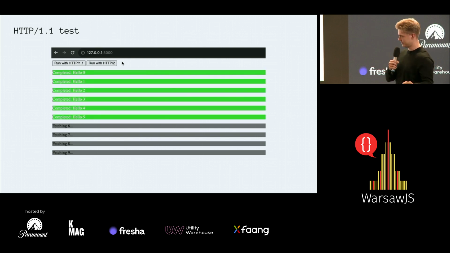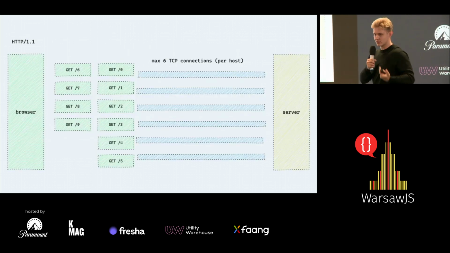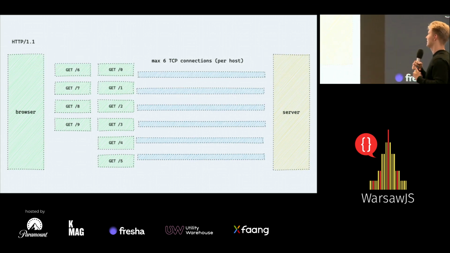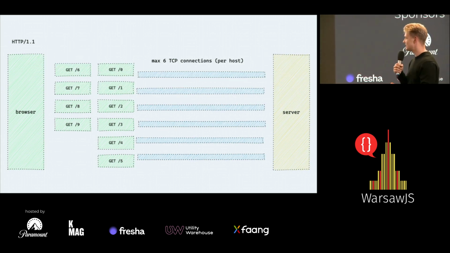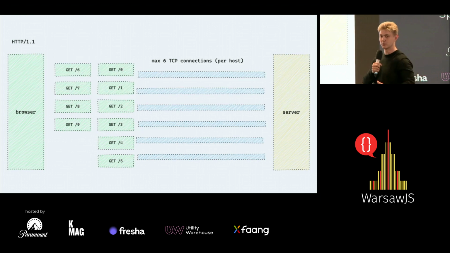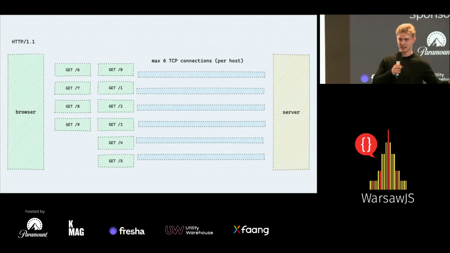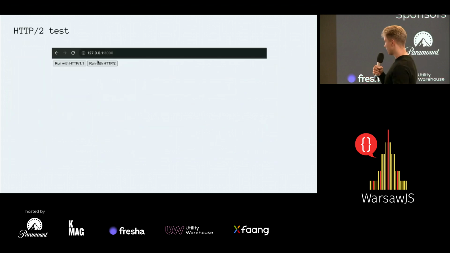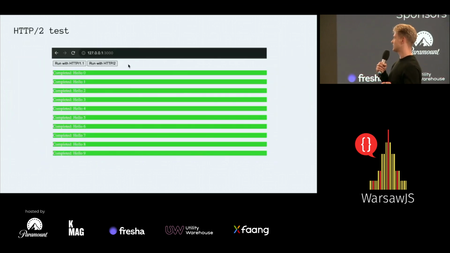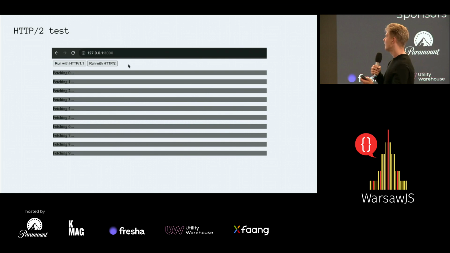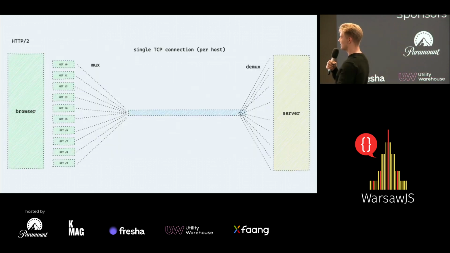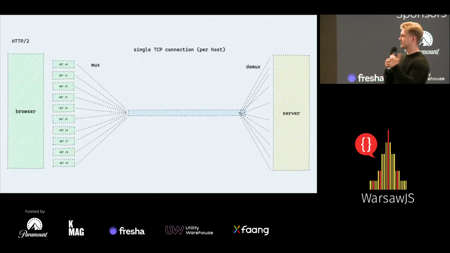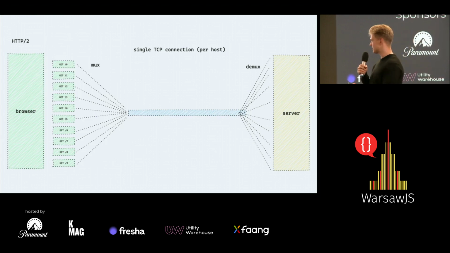So it's waiting. And the reason why is because the browser can only open 6 TCP connections in total per host. So basically, the 4 requests will wait and do nothing and waste our users' time. While HTTP2 is actually much better because it runs all of them in parallel. And this is because it's using a single TCP connection, but it's multiplexing the requests on the single TCP connection and demultiplexing them on the server. So basically, we can run as many parallel requests as we want, which is nice.